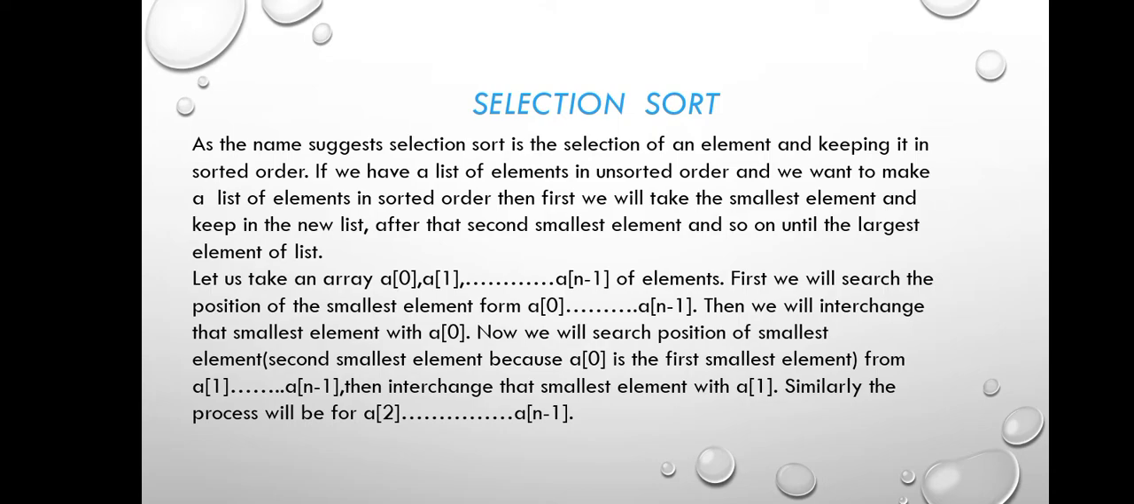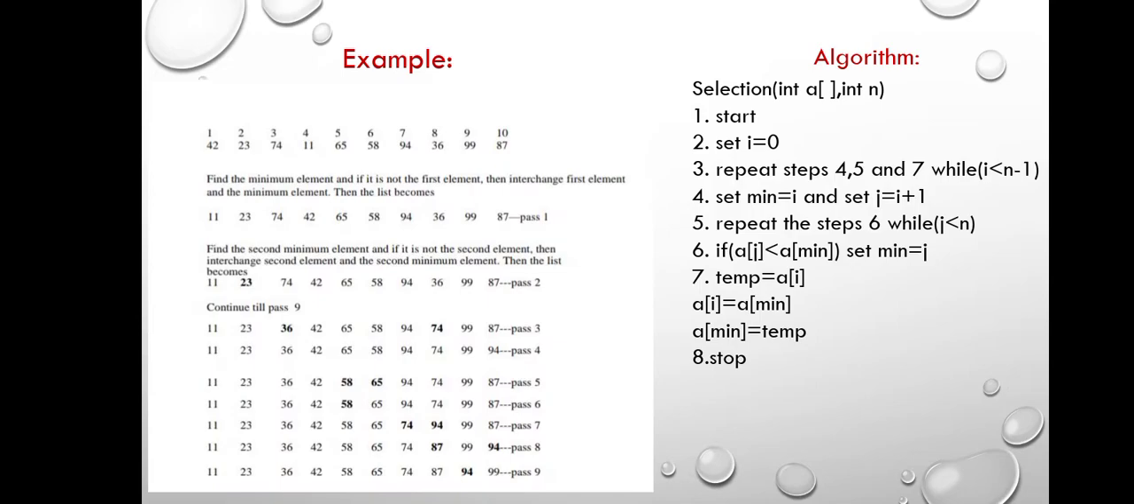Let us take an array a0, a1, and so on up to a(n minus 1) of elements. First we will search the position of the smallest element from a0 to a(n minus 1), then we will interchange that smallest element with a0. Now we will search the position of the second smallest element, because a0 is the first smallest, from a1 up to a(n minus 1), and interchange that smallest element with a1. Similarly, the process will be for a2, and so on up to a(n minus 1).